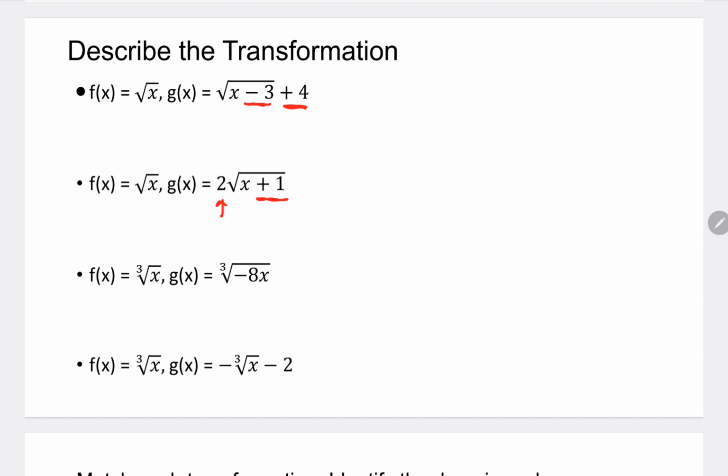Same thing happens with cube root functions. So this would be a reflection over the y-axis, and then the 8 would be a horizontal shrink of 1/8 because it's happening to the inside of the function. Here we have a reflection over the x-axis, and this would move the graph down 2 from that original parent function.